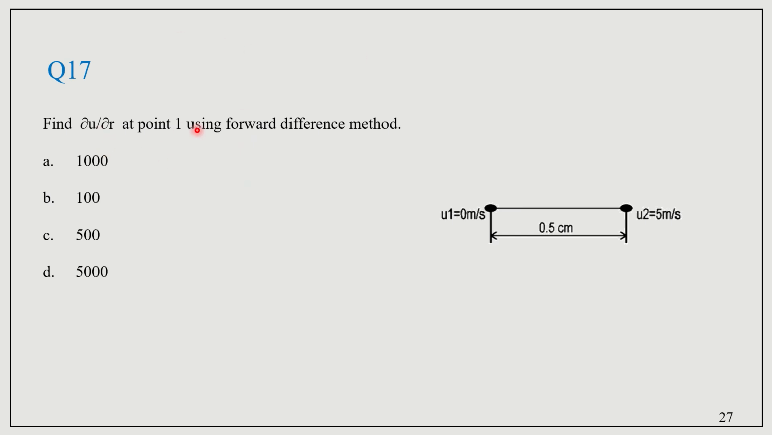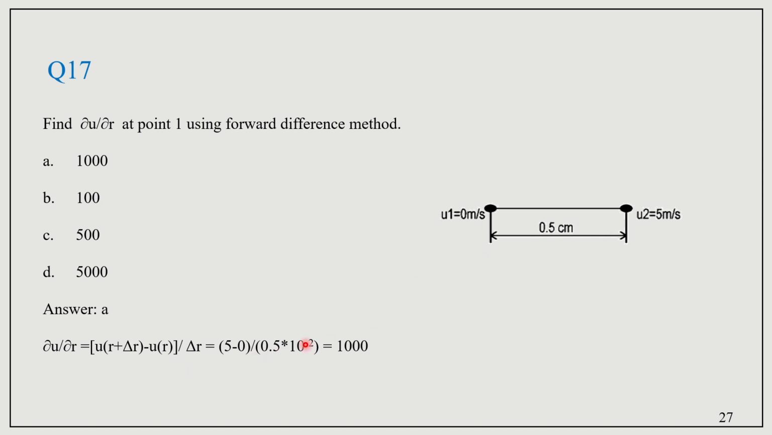Find ∂u/∂r at point 1 using forward difference method. So answer is option A. How? ∂u/∂r equals u at r plus Δr minus u at r, divided by Δr. So u at r plus Δr is 5, minus u at r is 0, divided by 0.5. Delta r distance is 0.5.